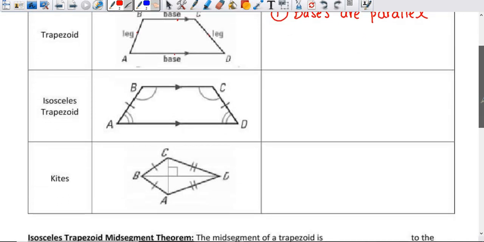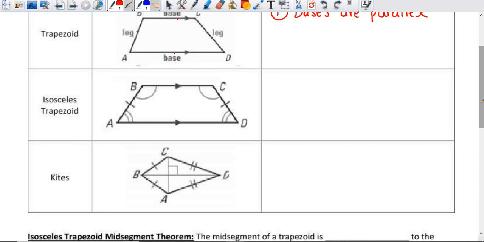All right, and then you have isosceles trapezoids. These are the ones that you will encounter more often because there are more properties to talk about. So since it is a trapezoid, we know that our bases are still parallel. And then the properties that are unique to isosceles trapezoids would be that legs are congruent.